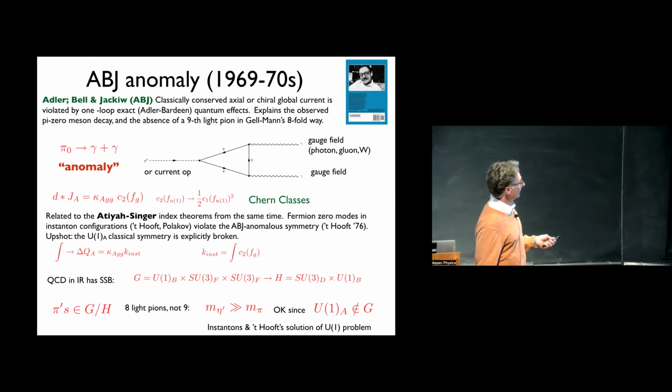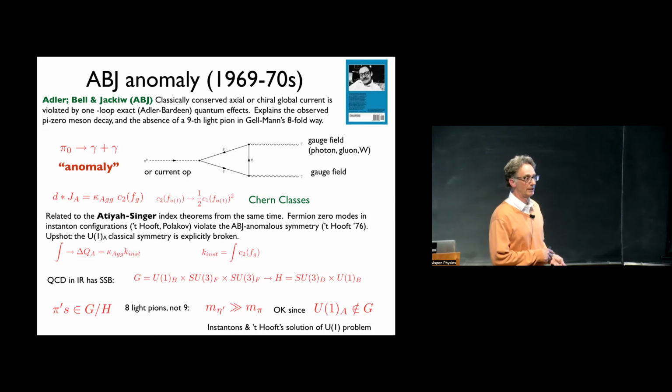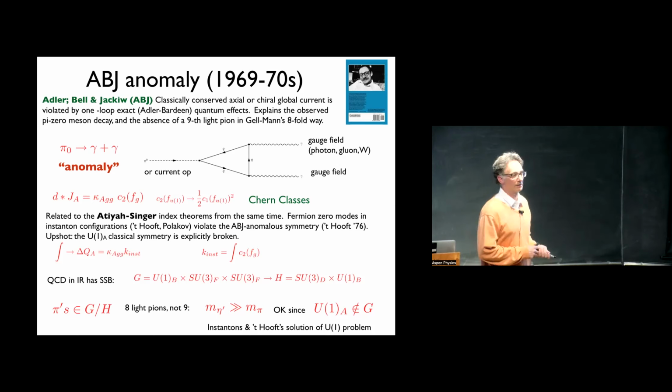And this was called an anomaly because it's associated with the decay of the pi zero to two photons, which at the time when it was observed was very strange. And so people called that an anomaly. Then they eventually realized, Adler, Bell, and Jackiw realized, that this anomaly is related to a broken symmetry. There's a classical symmetry which forbids this decay, which is broken by quantum effects.